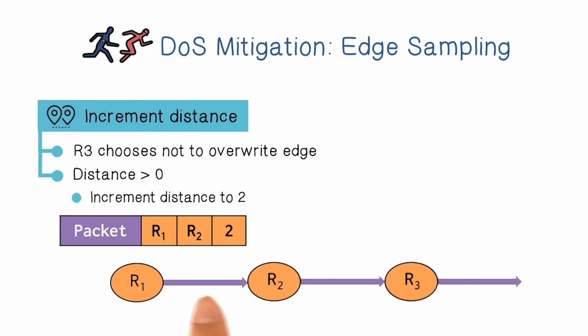Now as you can see, the edge information includes the start of the edge, which is R1, the end, which is R2, and the distance is 2. That means from R3's perspective, the distance is 2 since the beginning of the edge.